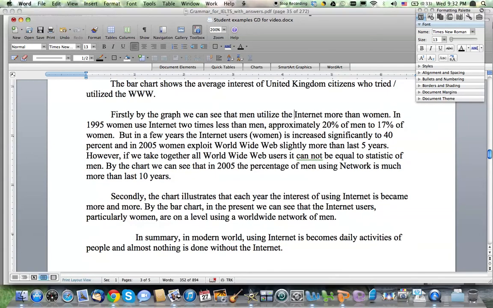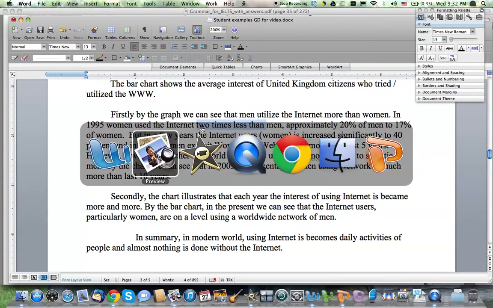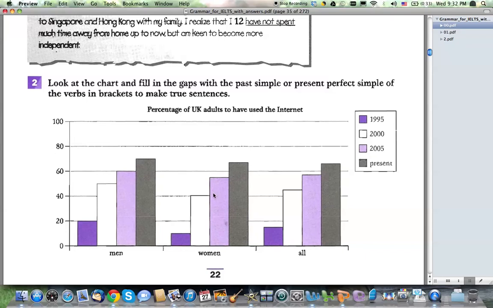In 1995, women use internet 2 times less than men. Now we have a tense error here. Women used the internet 2 times less than men. Now this here, 2 times less than men, is the amount that people use it. But if we look at this graph, it's not talking about how often we used it, it's just talking about who has used it. The percentage of UK adults to have used the internet.